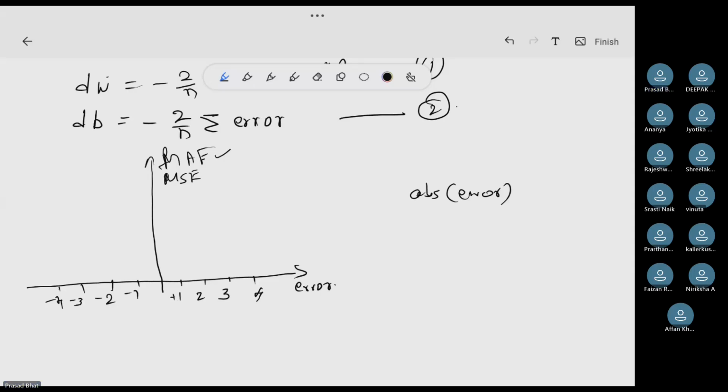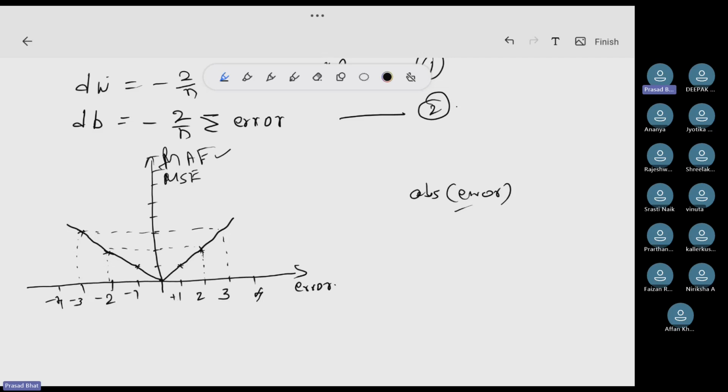I hope you remember. So whatever error we have, 1, 2, 3, 4, 5, 6, 7. Let's mark some 2, 3 points, right? Absolute of error. So for -1 error also, it is going to be +1. For +1 also, it is going to be +1. And then for 2, it is like this, right? For 3, right? So if I plot these points, it is going to look something like this, correct? Look at this point. It is a V-shaped curve. At this point is the problem.